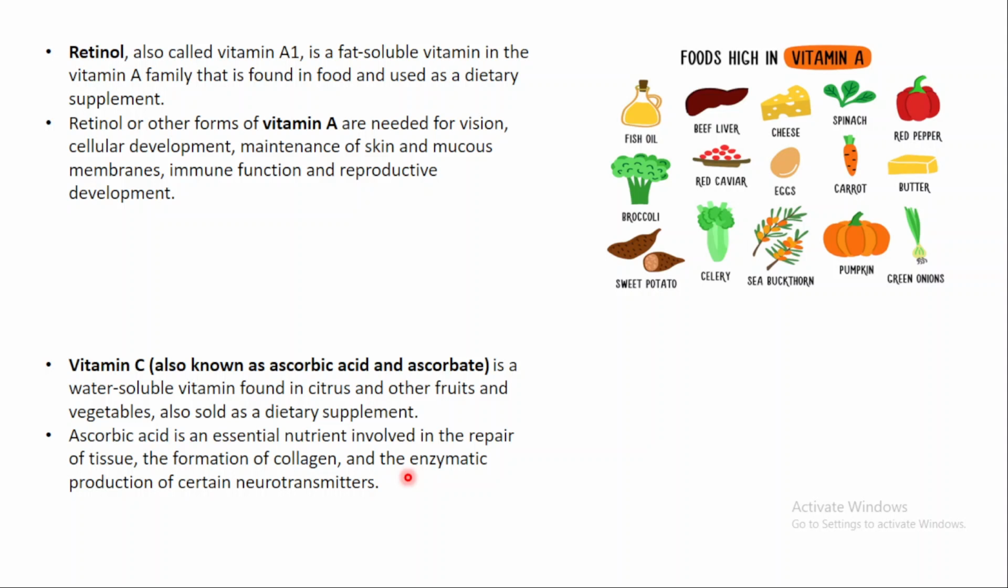Ascorbic acid is an essential nutrient involved in repair of tissue, formation of collagen, and enzymatic production of certain neurotransmitters. So vitamin C is necessary for production of neurotransmitters, which is an important aspect of the nervous system. Vitamin C deficiency causes scurvy. Scurvy is the damage of gums, which is due to deformation of collagen. So vitamin C or ascorbic acid is needed for active formation of collagen, which makes our gums and other extracellular matrices.